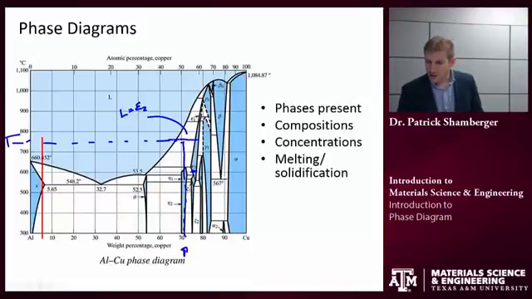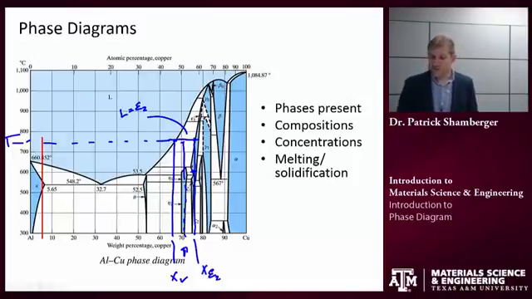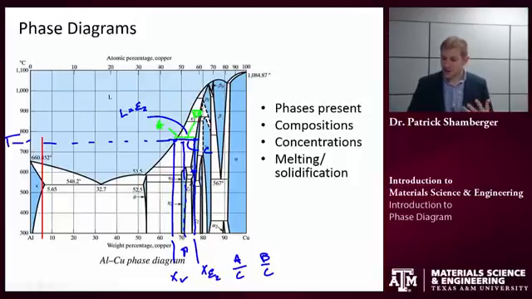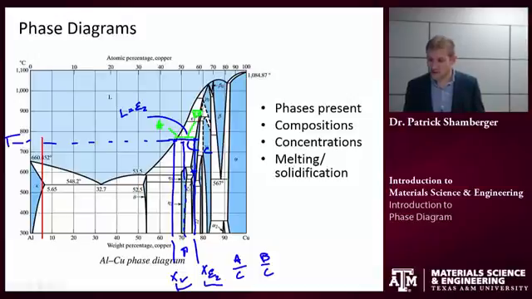I could draw my tie line. I could give you the composition of the liquid, X sub L. I could give you the composition of phase epsilon 2. And I could figure out how much of those two phases are present by applying the lever rule. So again, I would look at A, B, C, and look at the ratio A over C and B over C. And that's going to give us the concentration of epsilon 2 phase and concentration of liquid phase, respectively.